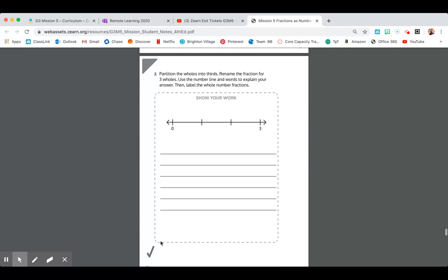Number 2 says partition the wholes into thirds. Rename the fraction for 3 wholes. Use the number line and words to explain your answer. Then label the whole number fractions. To preface, I will not be writing here. I will just be using my voice to explain my work, but the expectation is that you have been writing in your own words how you would explain the work that we will do on the number line.